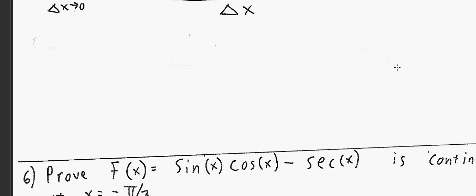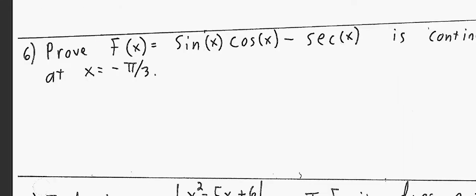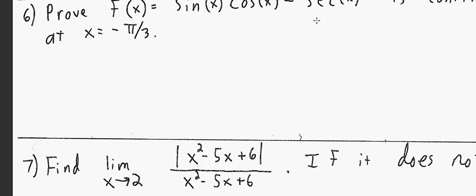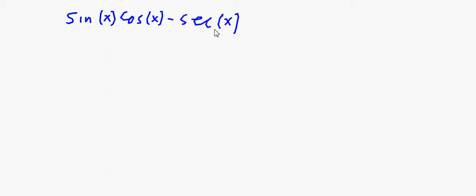What's next in this? Okay. Prove sin x cosine x minus secant x is continuous at x equals negative pi over 3. So sine cosine minus secant. I'm going to prove sin x cosine x minus secant x is continuous. So that's f of x, continuous at x equals negative pi over 3.